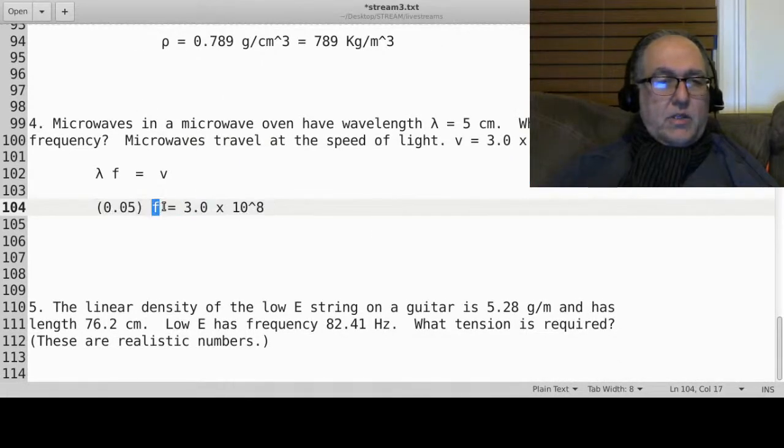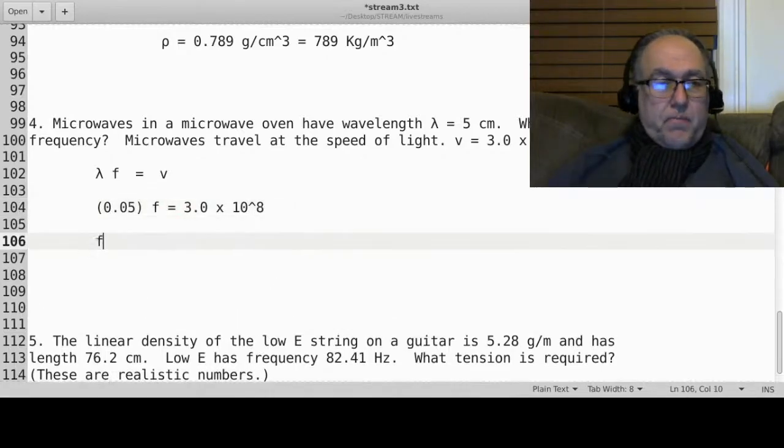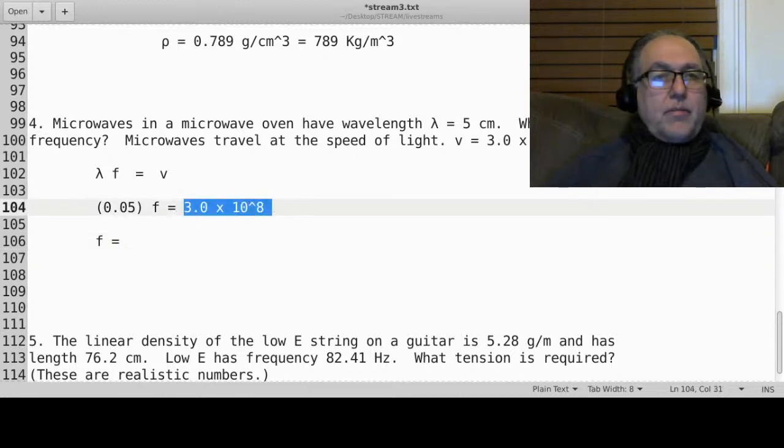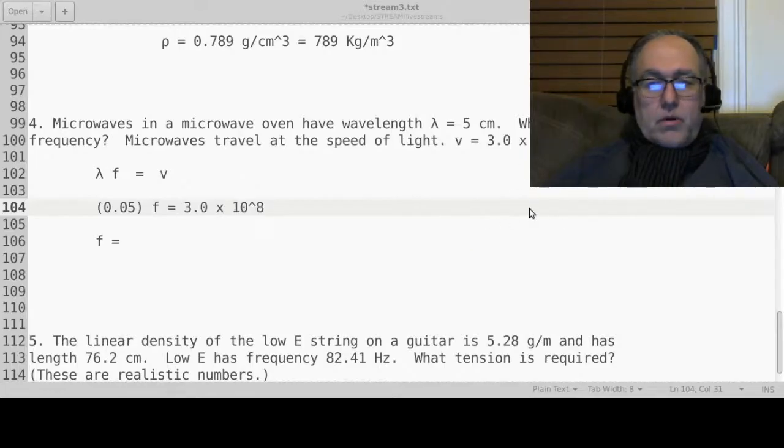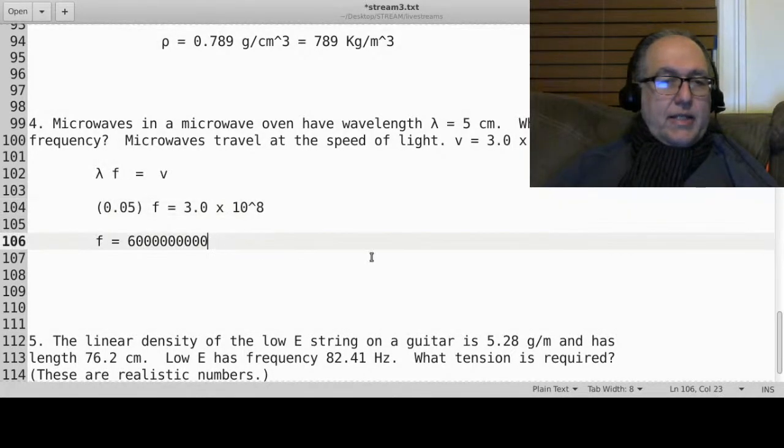That's in meters per second. So f will come out in per second, or hertz. Okay, and so what's that equal to? f is equal to, let me do that on my calculator, divided by 0.05, and that. Okay, that's a big number, and that's in per second or hertz.